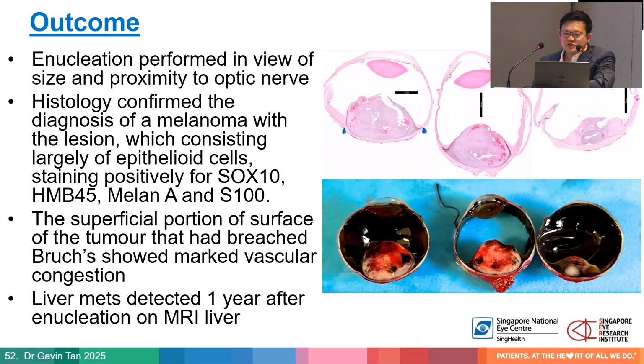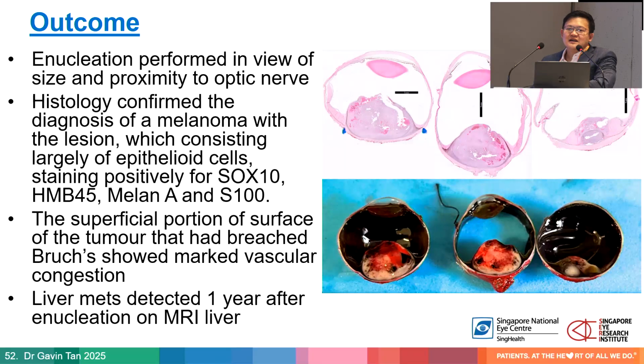that vascularity that seemed to trick us into thinking it might be a more vascular lesion rather than a solid tumor. Unfortunately for the patient, liver mets were detected 1 year after enucleation on his regular MRI liver follow-up. So I think in conclusion, this represents what you may typically see with amelanotic tumors.